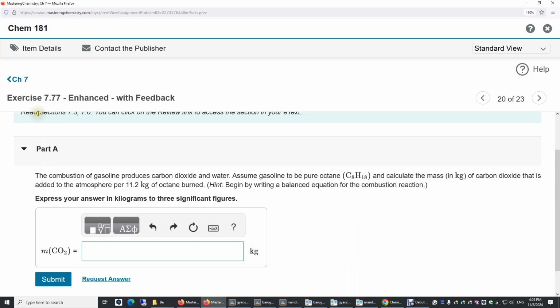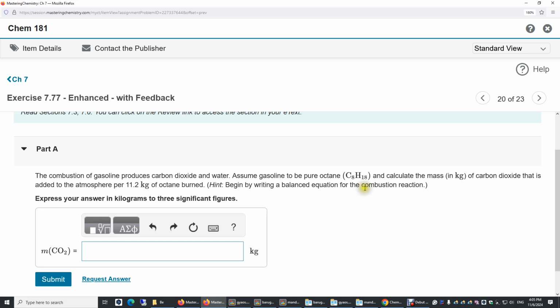Chapter 7, Exercise 7.77, Part A. The combustion of gasoline produces carbon dioxide and water. Assume gasoline to be pure octane, C8H18, and calculate the mass of carbon dioxide that's added to the atmosphere per 11.2 kilograms of octane burned. Hint: begin by writing a balanced equation for the combustion.